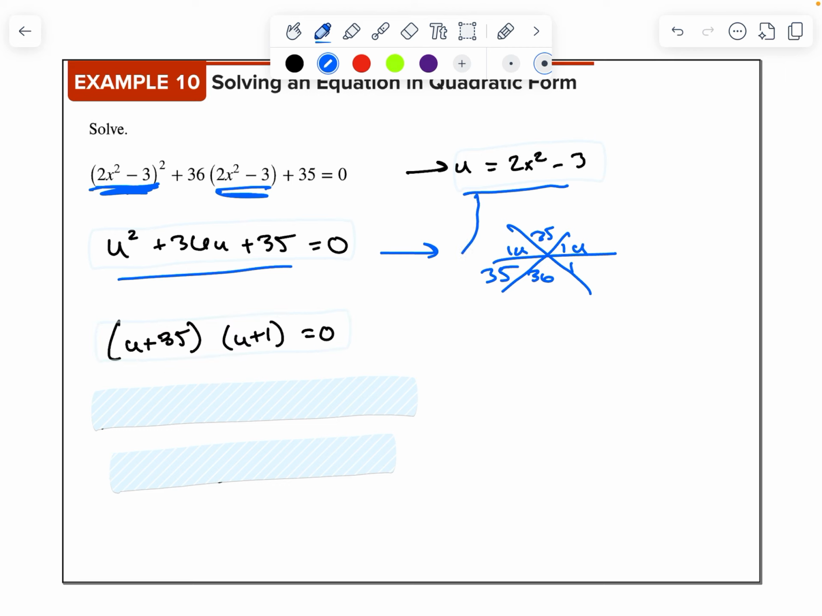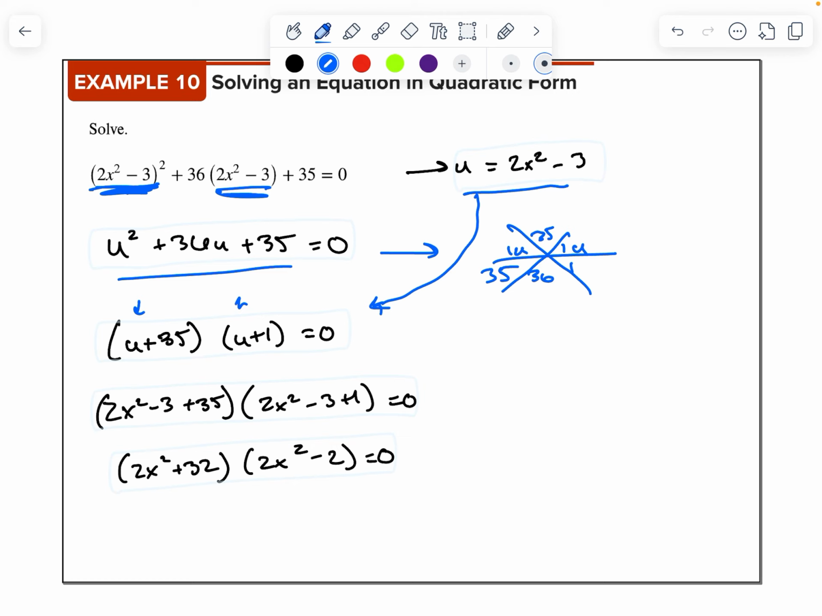Well, we know that u is equal to 2x squared plus 3. So if we sub that back in, here and here, combine our like terms, and now we can take each of these and solve them separately, okay? Now that we have it broken down, this is much easier.